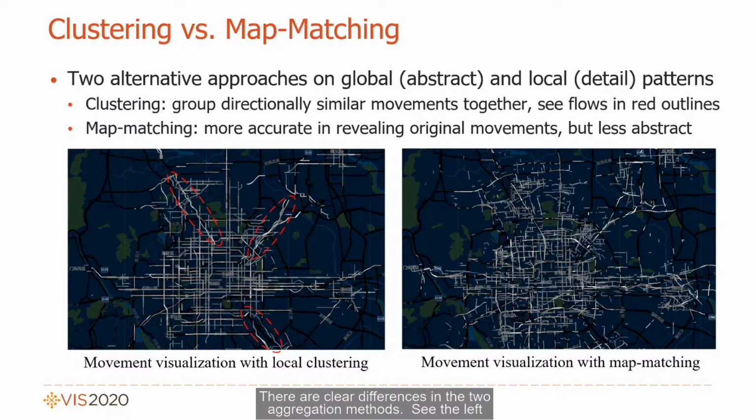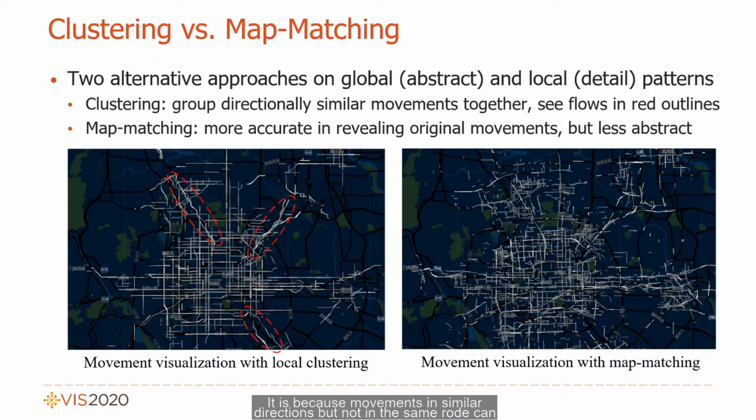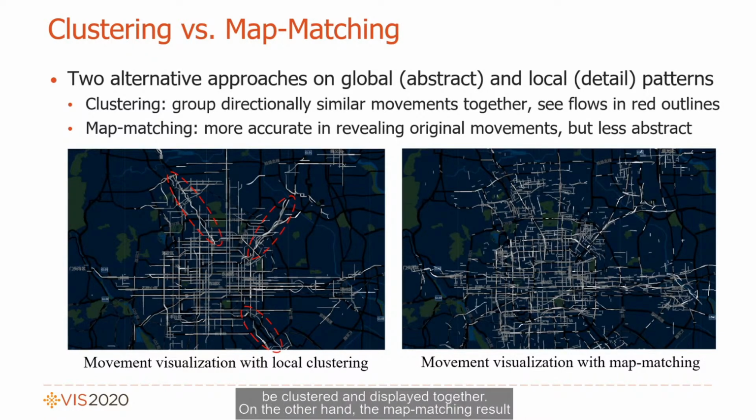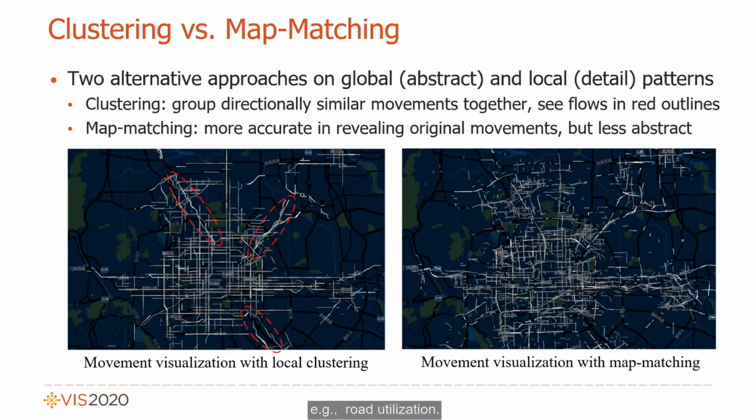There are clear differences in the two aggregation methods. See the left figure. Clustering leads to fewer but larger movement flows and a more abstract view. It is because movements in similar directions but not in the same road can be clustered and displayed together. On the other hand, the map-matching result in the right figure displays movements in every single road segment and is more effective in discovering detailed movement patterns, for example, road utilization.